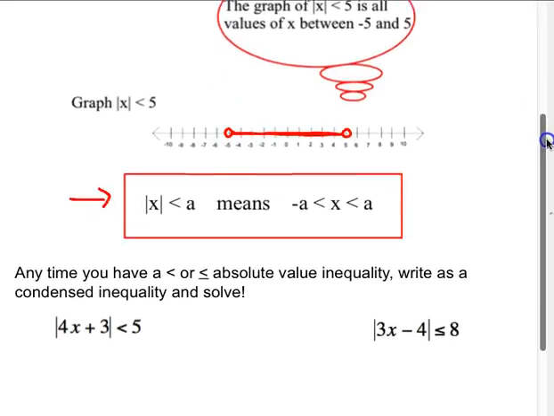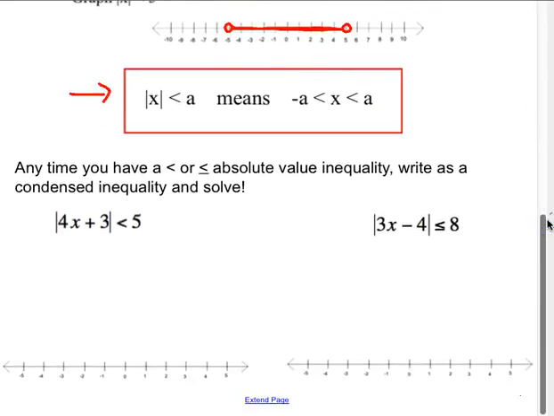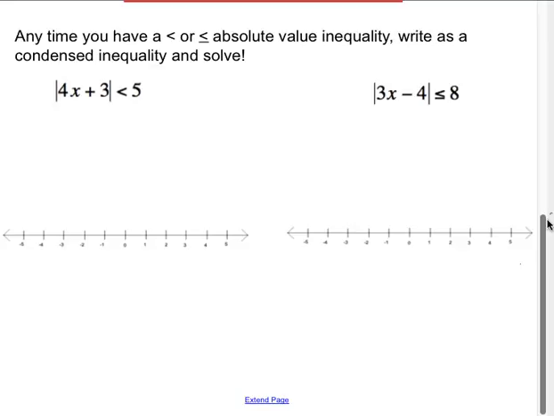So what that means is our process is whenever we're doing less than or equal to, we're going to write as a condensed inequality and then solve it from there. So let me show you. Condensed inequality, because it's less than, it means this is going to be stuck between -5 and 5. So less than's always write as condensed, and now just solve.